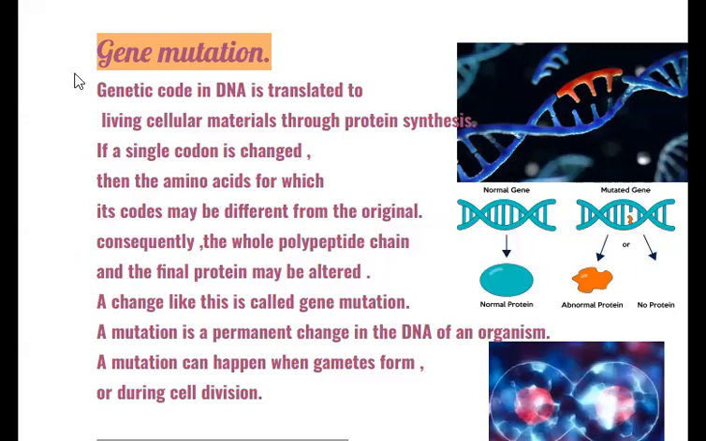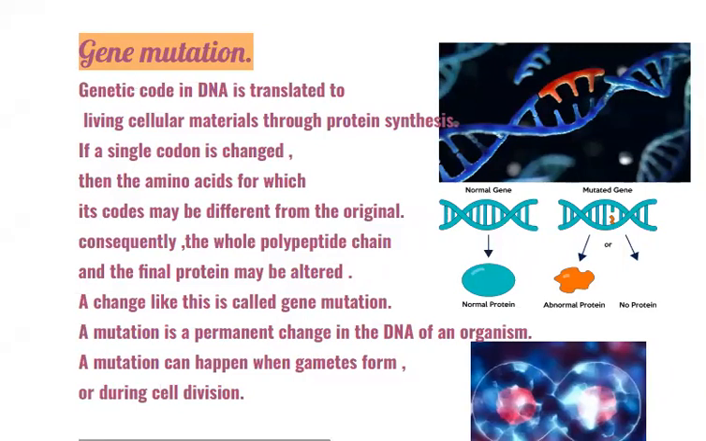Gene mutation. Genetic code in DNA is translated to living cellular materials through protein synthesis. If a single codon is changed, then the amino acid for which it codes may be different from the original. Consequently, the whole polypeptide chain and the final protein may be altered. A change like this is called gene mutation.